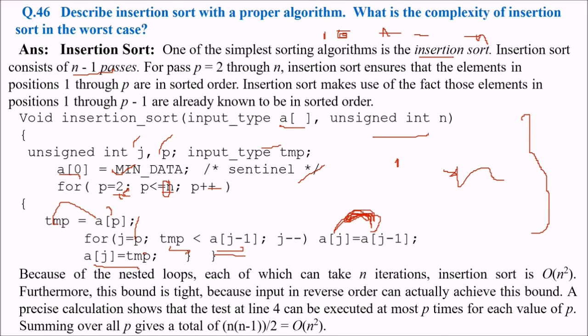Because of the nested loops, each of which can take n iterations, insertion sort will be, because this is a for and this is again a for, and they both use n, so n into n, that will be n square. Furthermore this bound is tight because input in reverse order can actually achieve this bound. A precise calculation shows that the test at line 4 can be executed at most p times, and summing over all p, that will be n-1/2, that is order of n square.